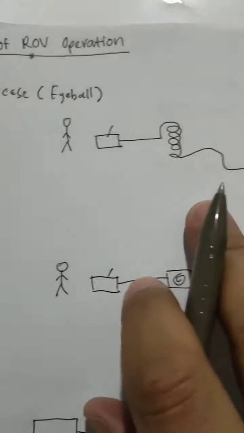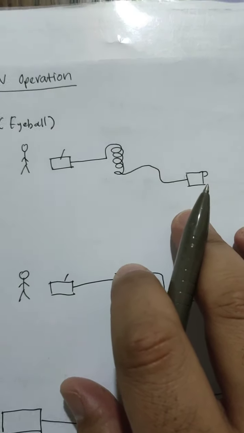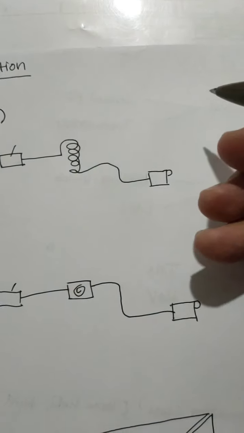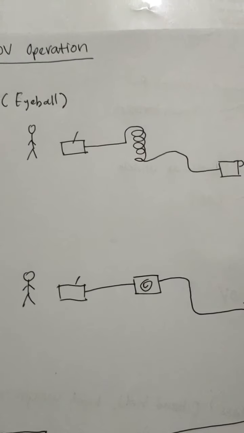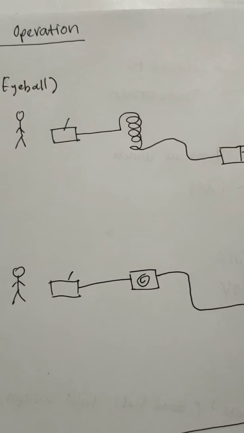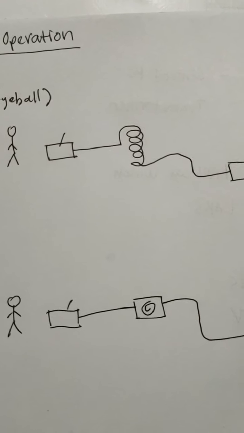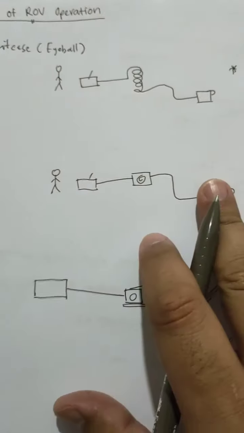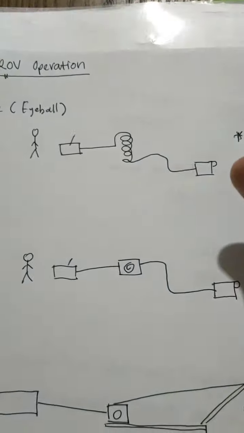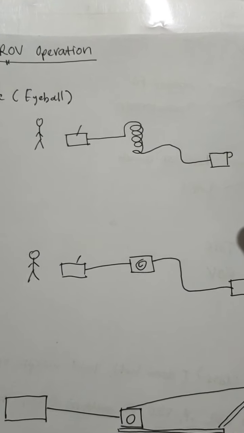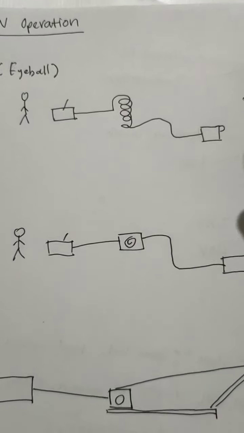The characteristic is that it does not have strong power, not strong like the other ROVs, so it can be affected by the current and waves of the ocean.